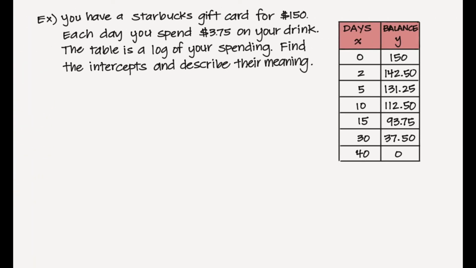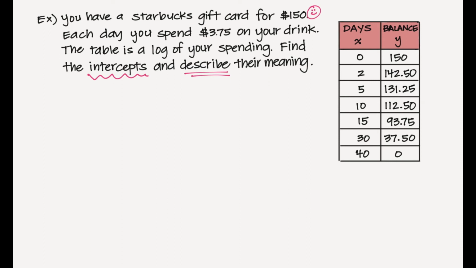Let's look at another problem that has a table. You have a Starbucks gift card for $150. Each day you spend $3.75 on your drink. The table is a log of all of your spending. Find the intercepts and describe their meaning. So this should be pretty straightforward. I don't need to graph this.